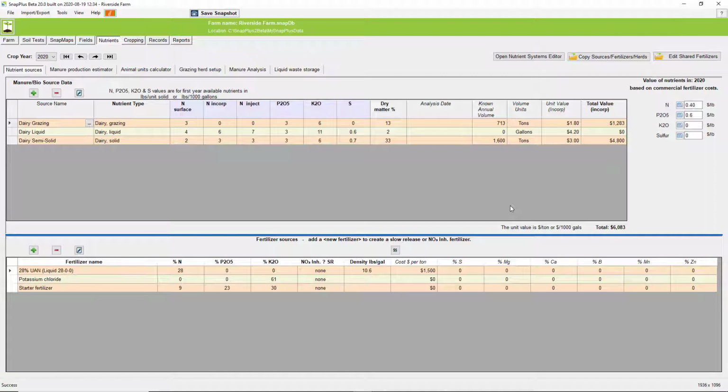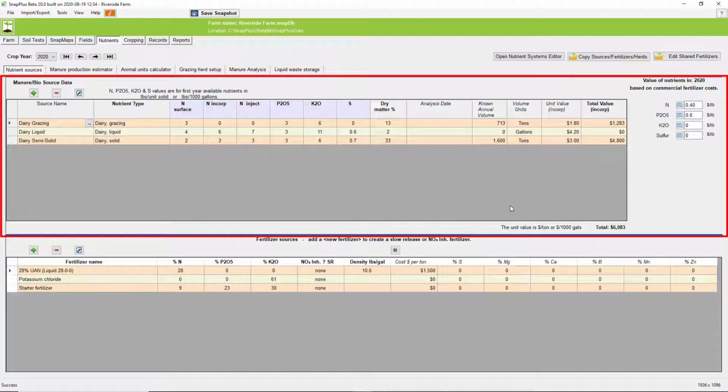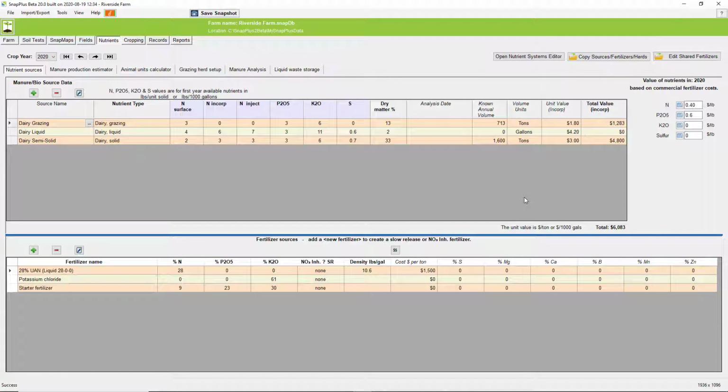Let's start with a quick overview, starting with the Nutrient Sources tab. Above the commercial fertilizer section is a section for entering manure and biosolid information. Most of the other tabs will be to help you figure out some of the manure information you may need to calculate.